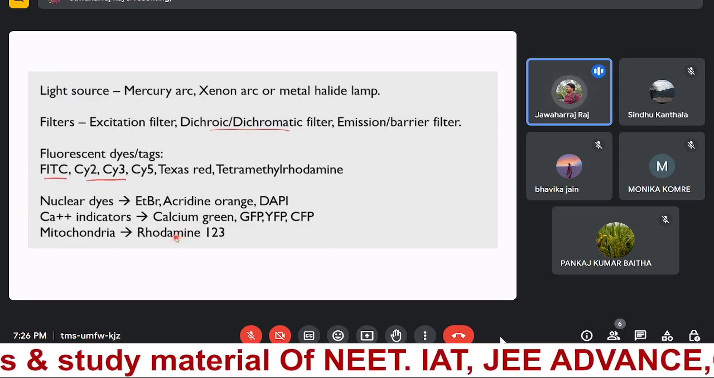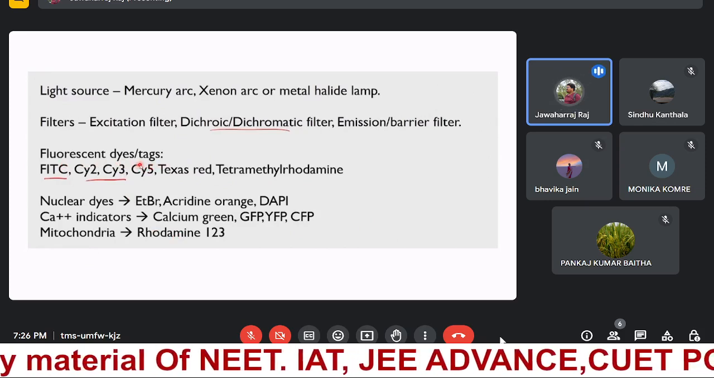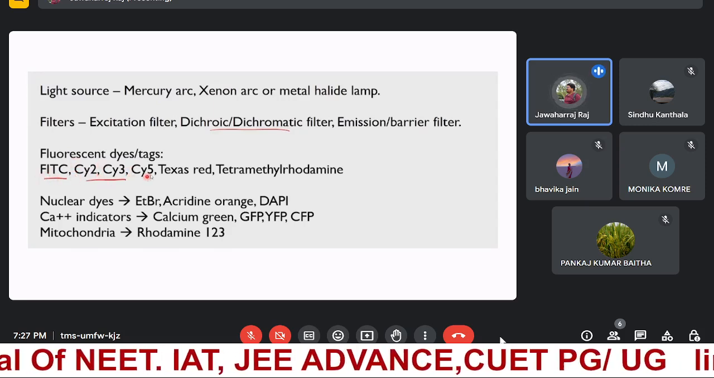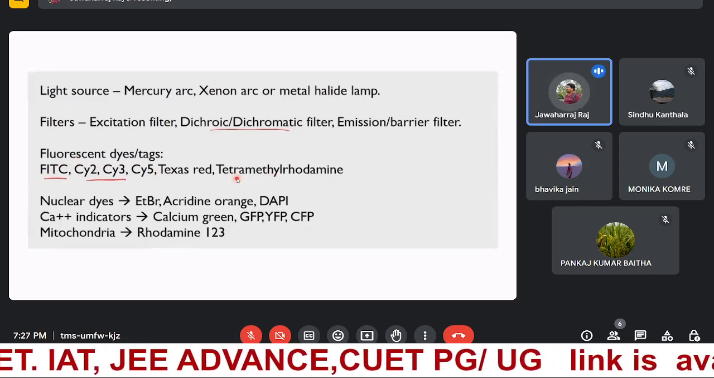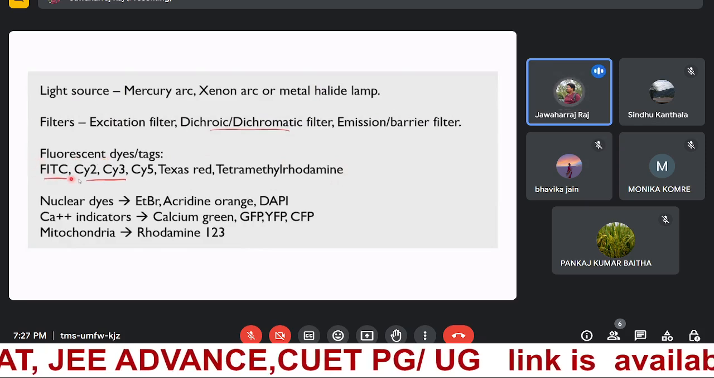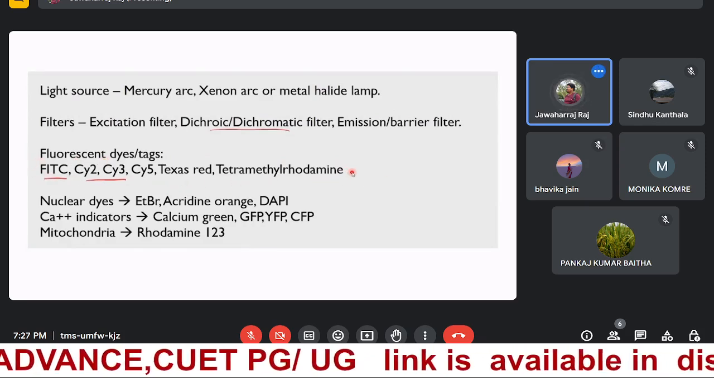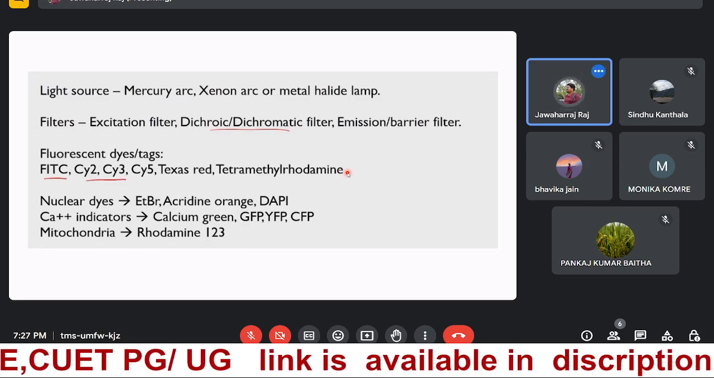They cannot give color by themselves, so you have to add some dyes, some tags. So what will be the dyes? They may be FITC, Cy2, Cy3, Cy5, Texas Red, tetramethyl rhodamine. These are some dyes by which you can give color to your specimen, to your object.